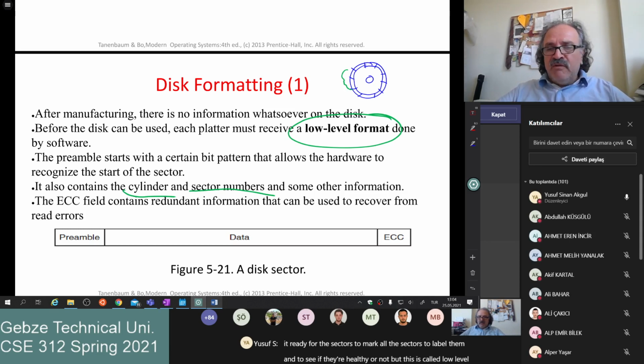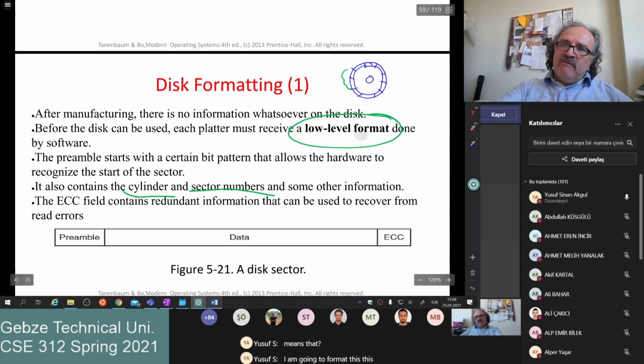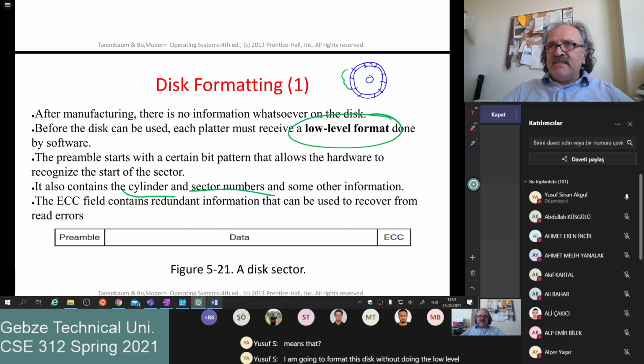Remember when you format a disk on your Windows, it asks you, should I make a quick format? Do you remember that? Quick format means that I am going to format this disk without doing the low-level formatting. I am going to format it by marking the file system related fields only. So I am going to put the inodes back in place, the FAT tables back in place, and that's it. I'm not going to do anything much.